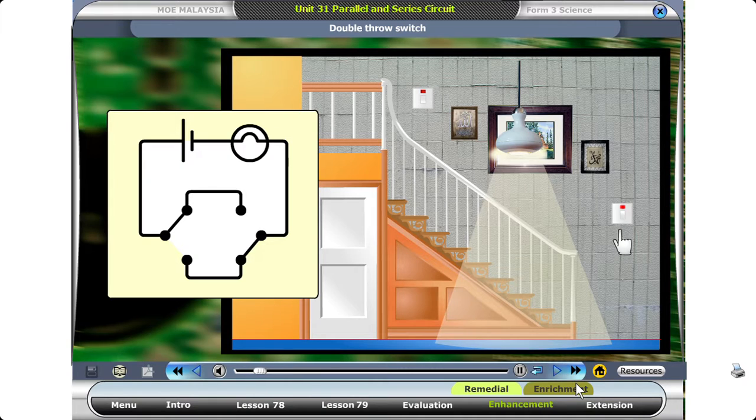Have you seen switches that allow someone to turn a light on or off from the top or bottom of a staircase? The circuit design is called double-throw switch. Do you know the type of switches used and how they are arranged in this circuit? Construct a double-throw switch as shown in the diagram. Then, explain how you can control the light from either switch, no matter how the other switch is set.